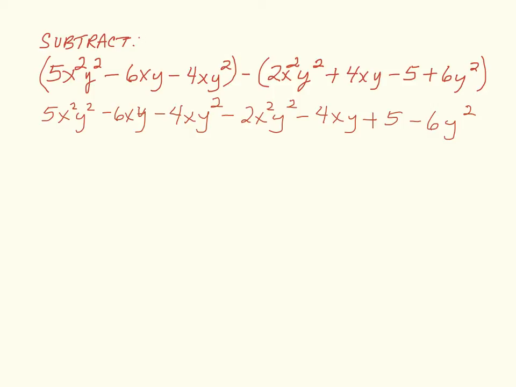We have an x squared y squared term here and an x squared y squared term there. So we have 5x squared y squared minus 2x squared y squared, which gives us 3x squared y squared. All right, so what about xy? We have negative 6xy, negative 4xy. Together that's a negative 10xy.